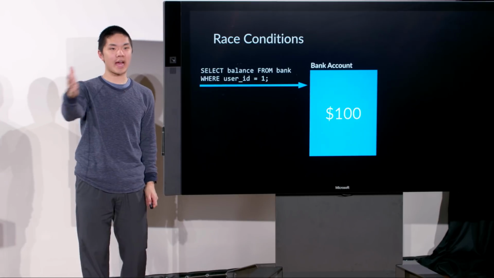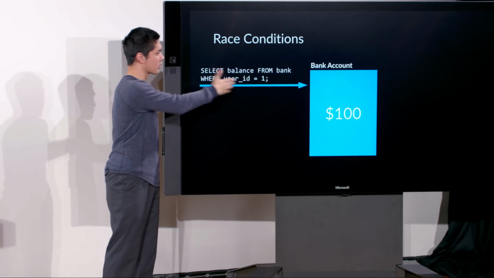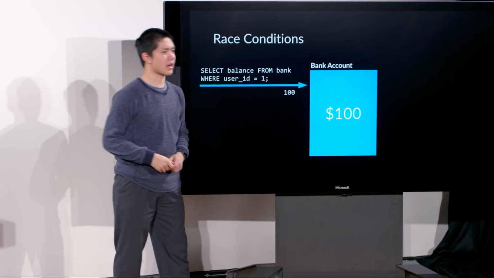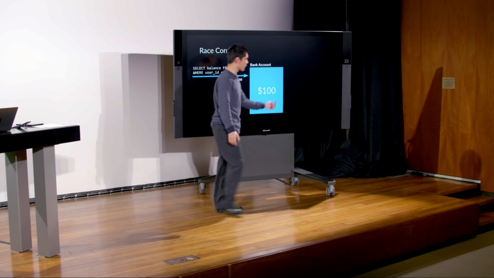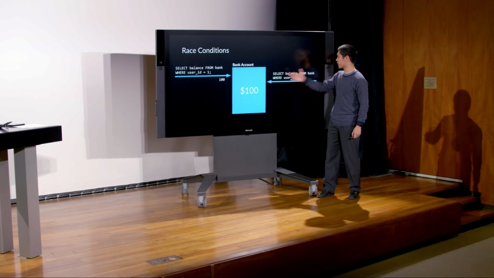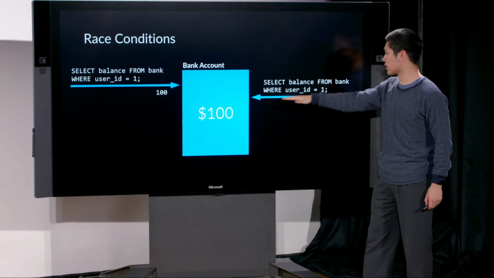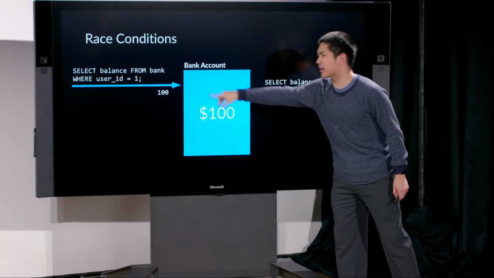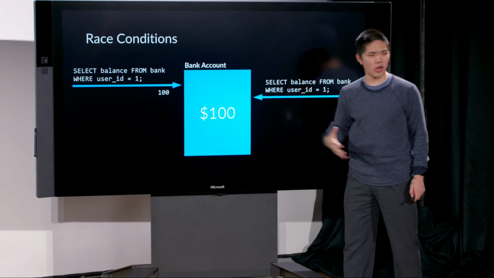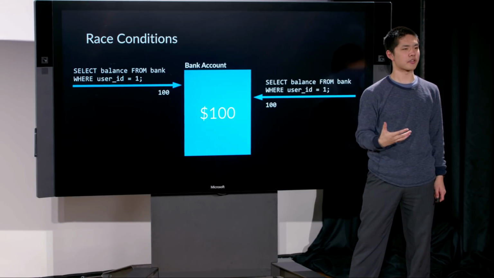I need to make sure that I actually have $100. Select balance from bank where user ID is equal to 1. Do I actually have $100? Well, yeah, I've got $100. But then the person over here on ATM number 2 is doing the same thing. They're running the same query. They're also selecting balance from the bank where user ID equals 1. And maybe this is happening a split millisecond after that first select query happened. But it doesn't matter. There's still $100 in the bank, and so this still gets me back 100.